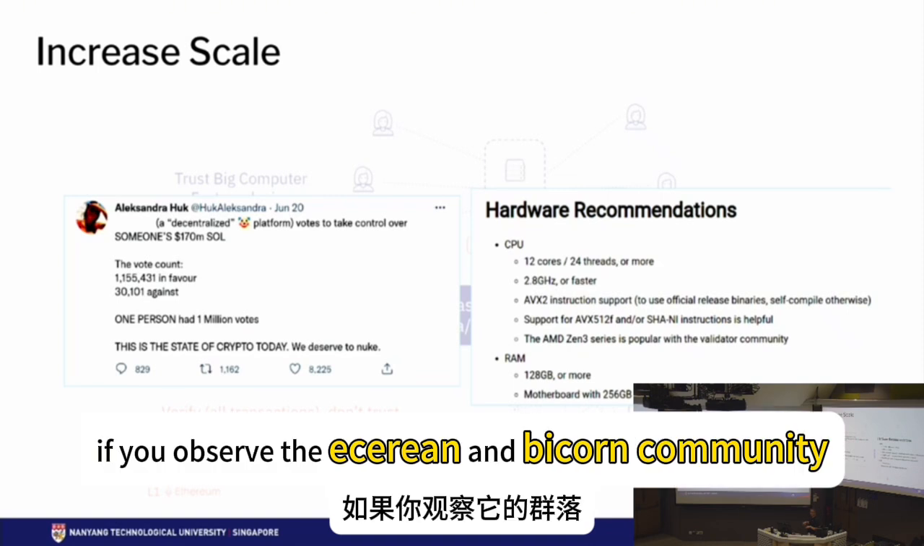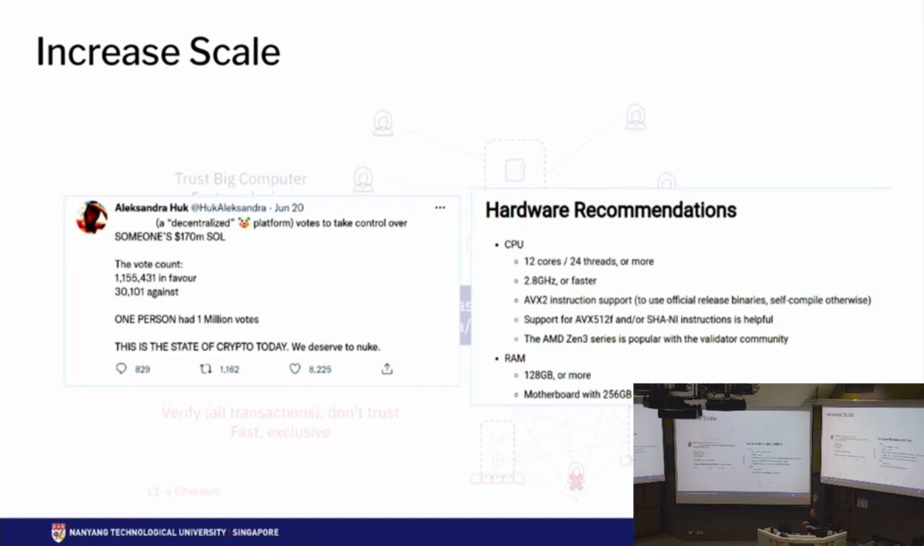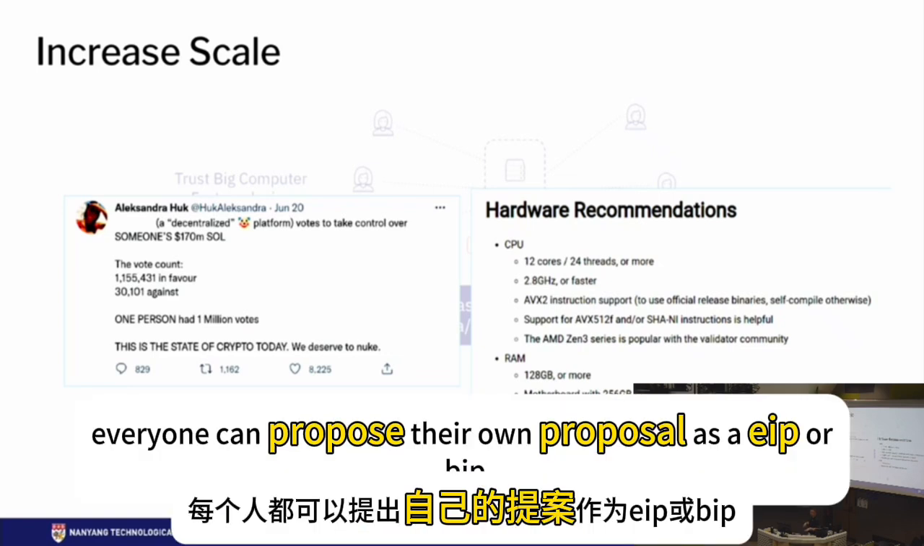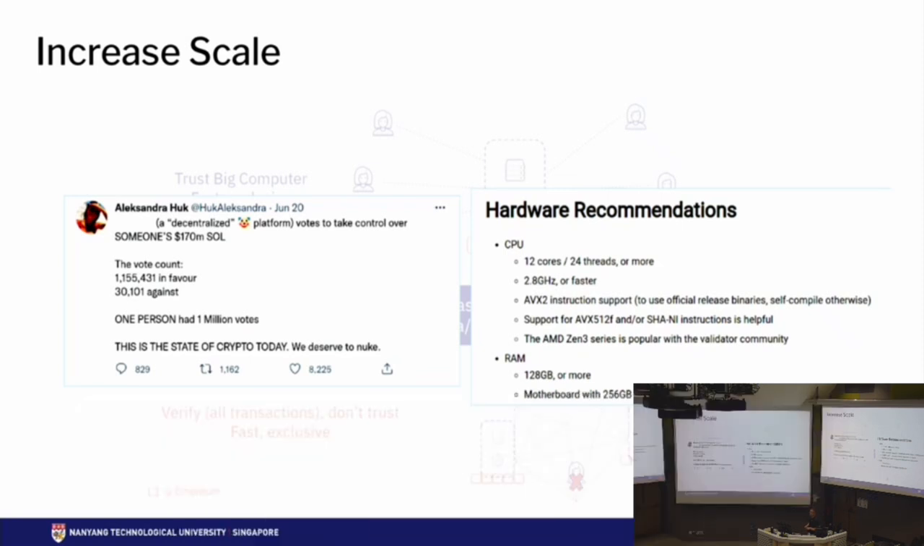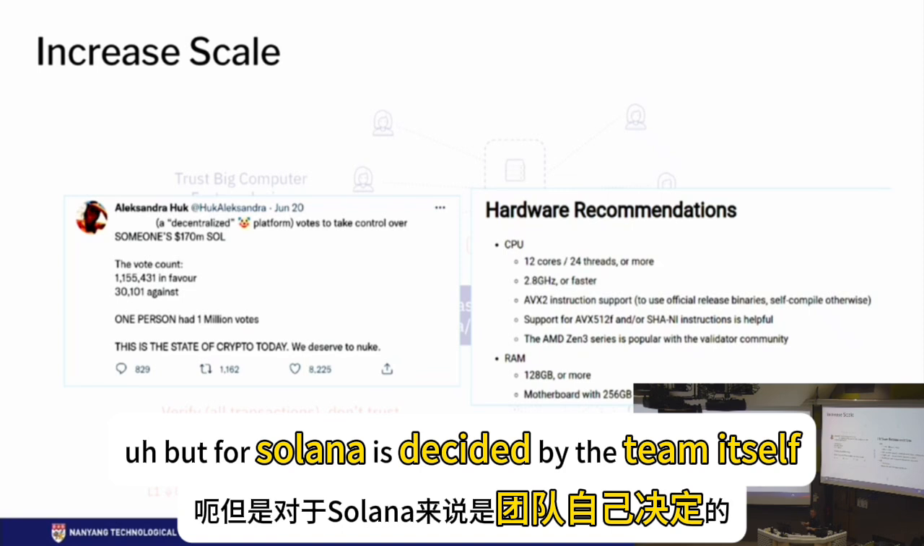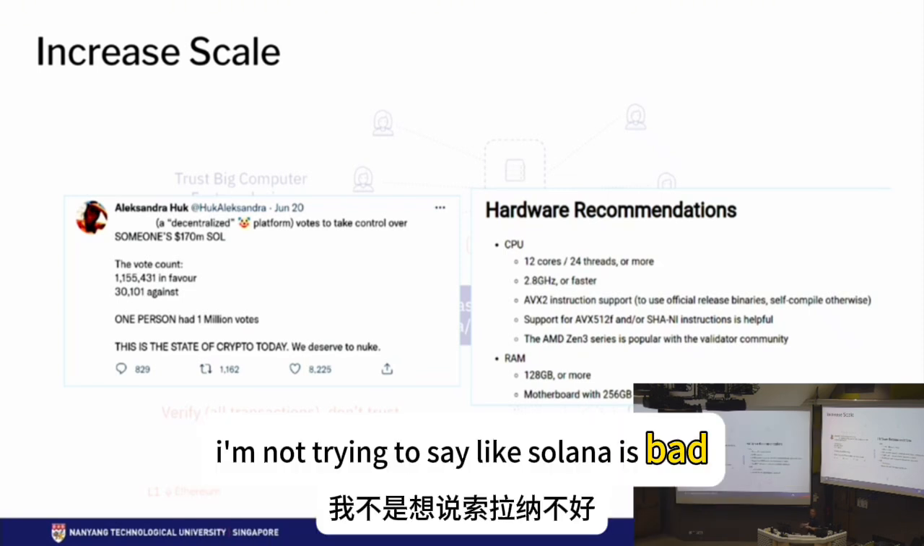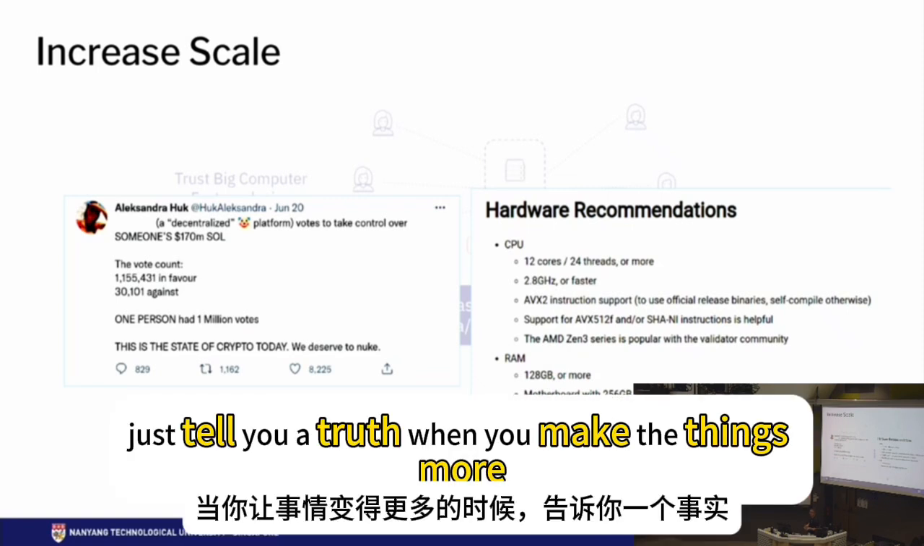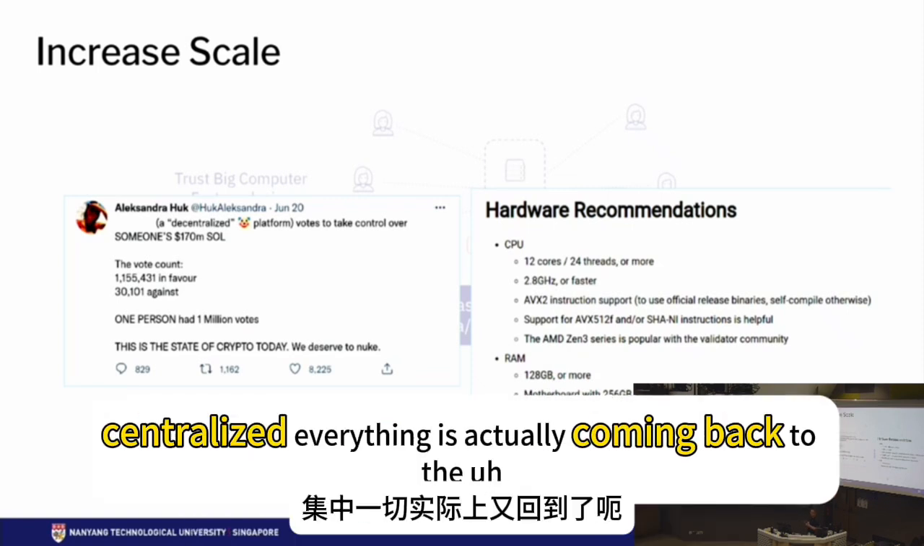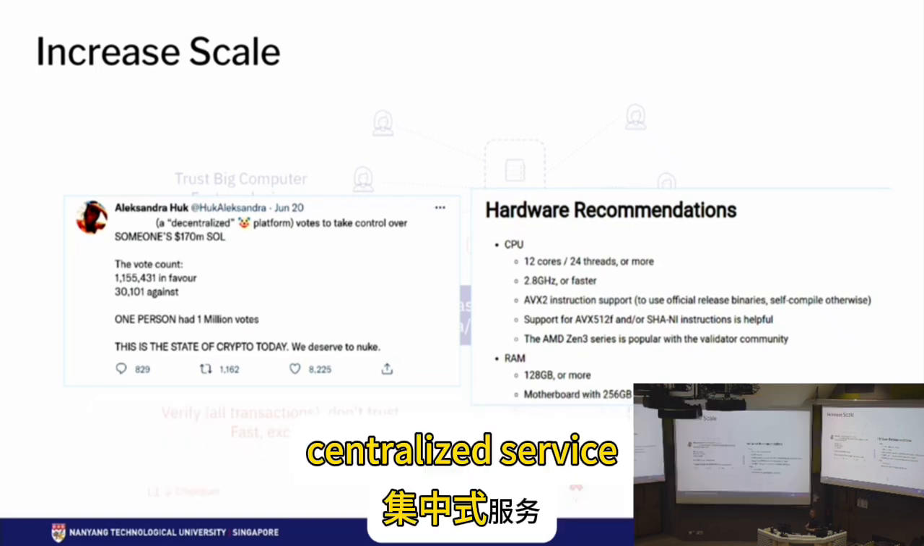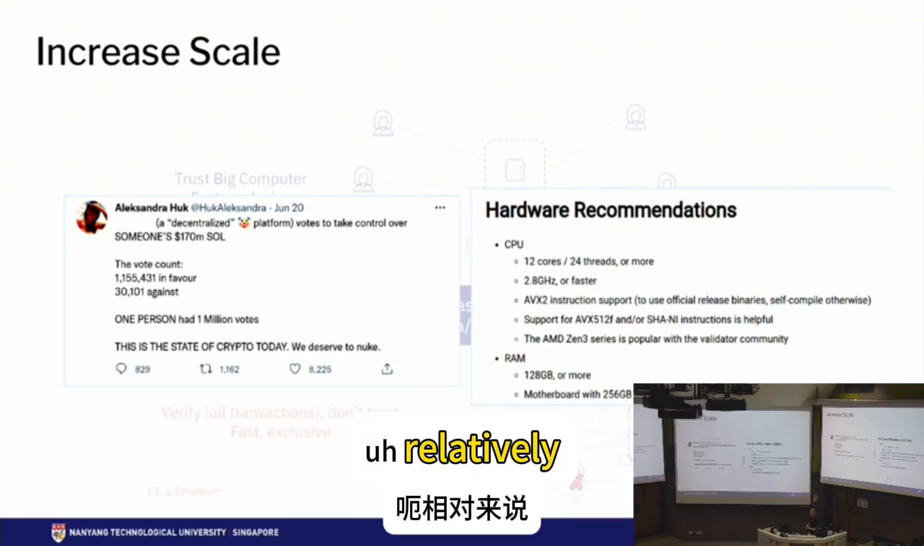If you observe the Ethereum and Bitcoin communities, they are fully open source. Everyone can propose their own proposal as an EIP or BIP, and it's very open. But for Solana, it's decided by the team itself. I'm not trying to say Solana is bad, I'm just telling you the truth. When you make things more centralized, everything is actually coming back to the centralized service, relatively.